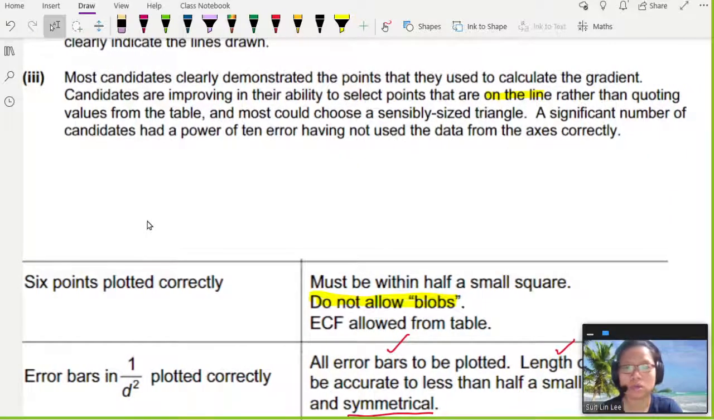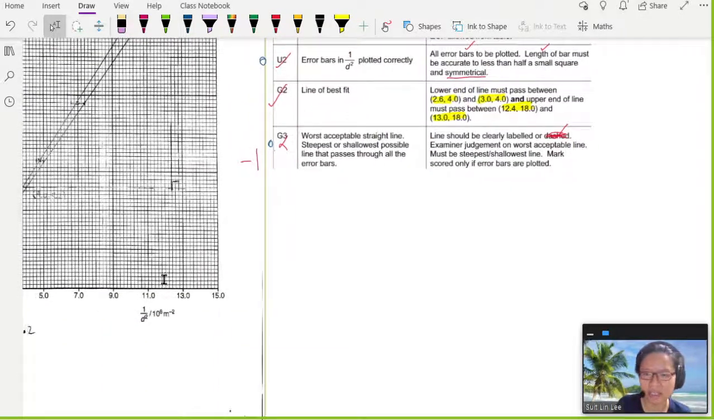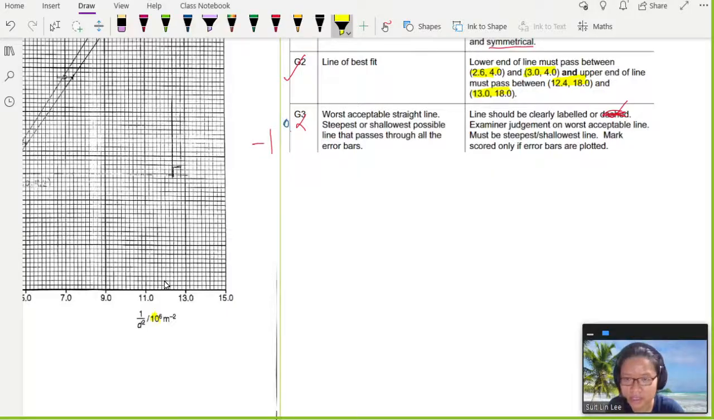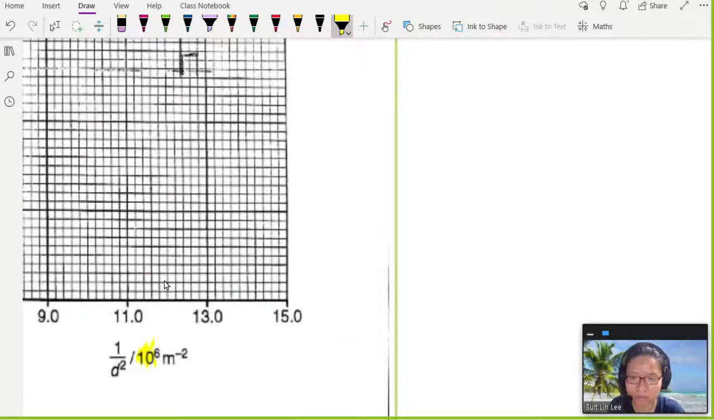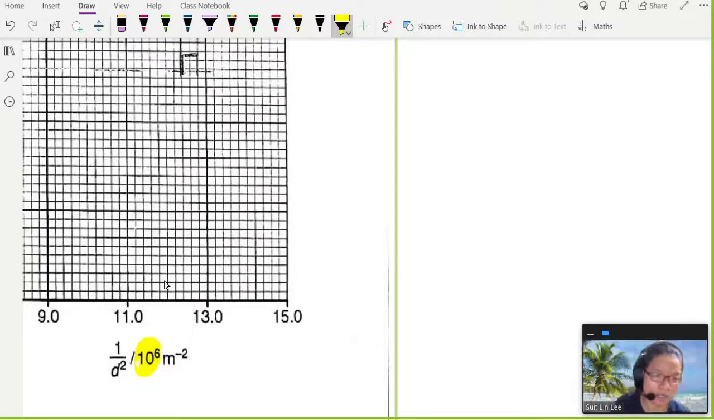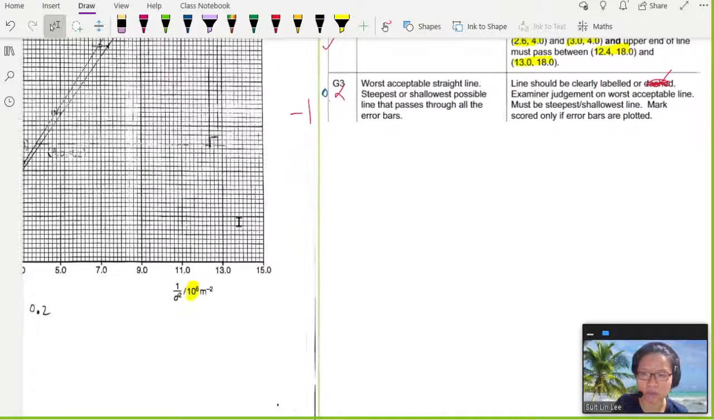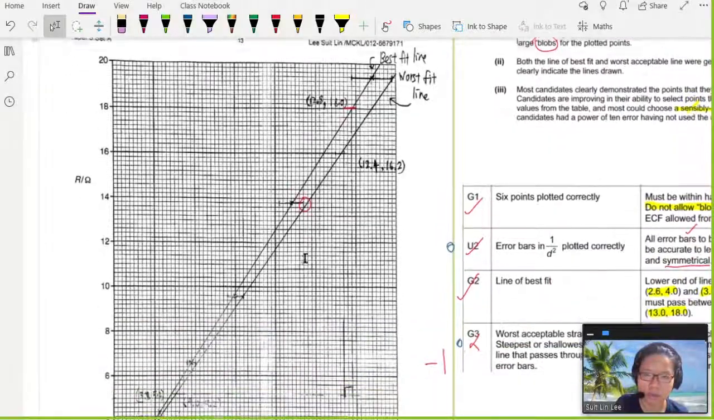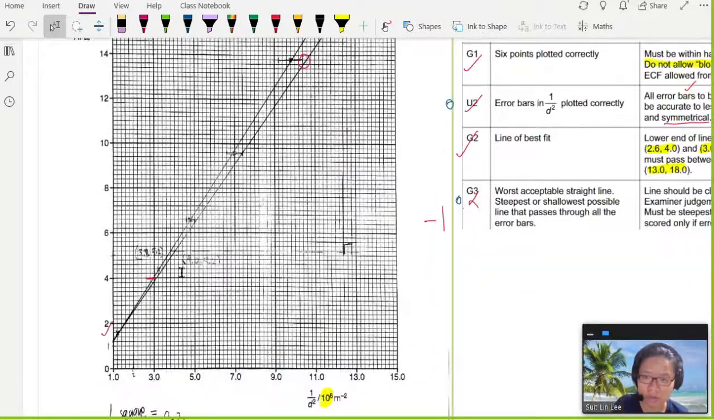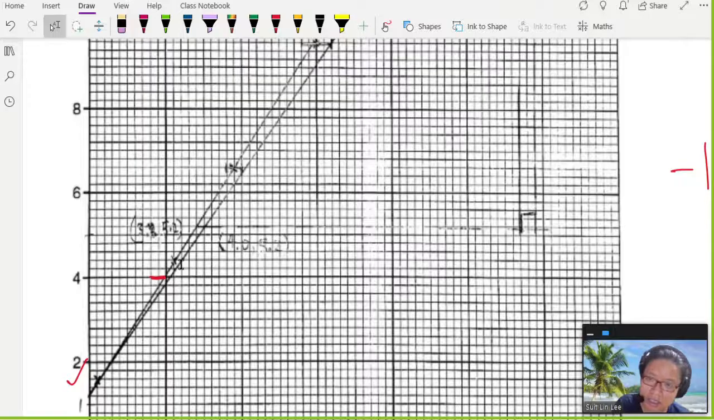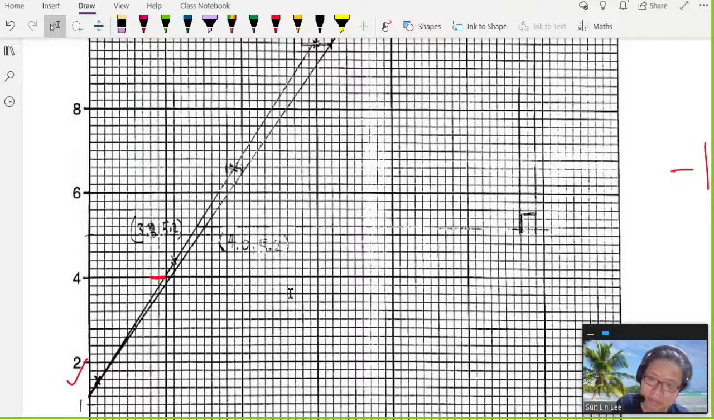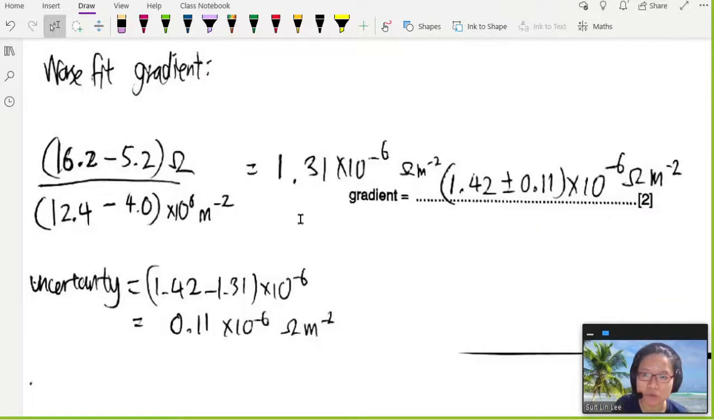Most could choose a sensible size triangle. A significant number of candidates have power of 10 errors because there is a prefix hiding here. You see this 10 to the power of 6? So circle it, underline it, since you cannot highlight in the exam. Make sure you include the 10 to the power of 6 when you calculate gradient. Okay, so I'm going to assume that the candidate is reading it correctly to save time, although this scan is a bit bad and I cannot see the coordinate. Never mind, we can assume it's correct.